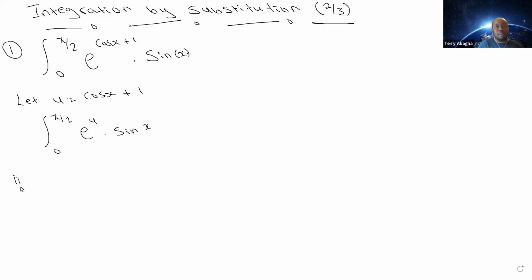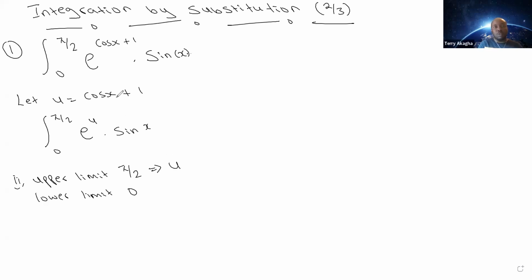The second step is that you have to replace the upper limit and the lower limit. In this case, it's a definite integration. Now, if there was no upper and lower limits here, you just go straight to step 3. So we have the upper limit is pi over 2, and the lower limit is 0. This is in respect to x, but we're converting everything to u. So we know the upper limit here is pi over 2, and we know the lower limit here is 0. Okay? So we're going to find the u equivalent.